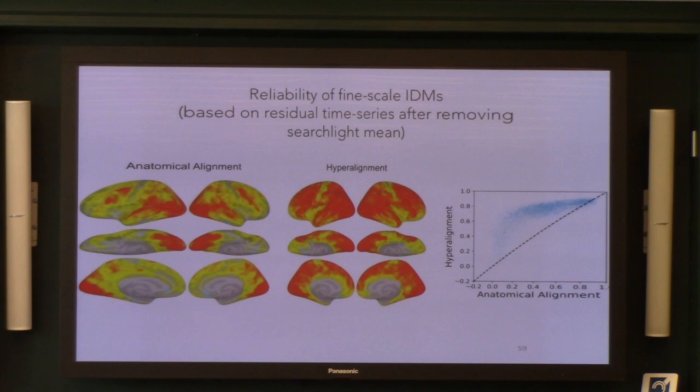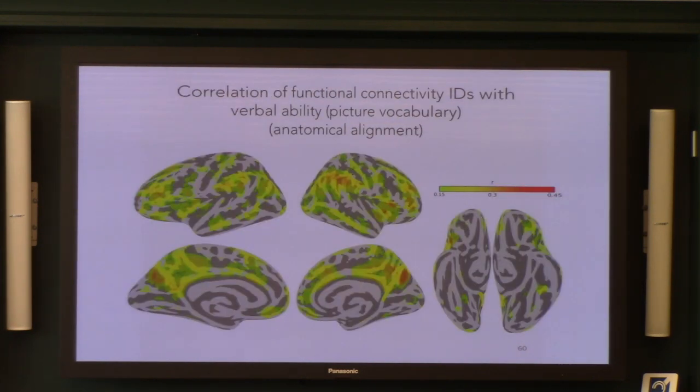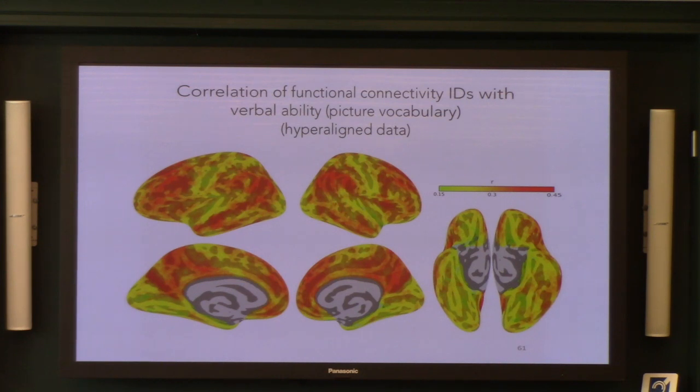So he went back, and these are from movie data, but Fei Long went and analyzed data from the Human Connectome Project and tried to predict performance on a psychometric test, picture vocabulary, which is a test of verbal intelligence, based on patterns of connectivity, on this individual difference matrix derived from patterns of connectivity in different searchlights. And he got a nice, significant result with anatomically aligned data. After hyperalignment, these predictions went way up.